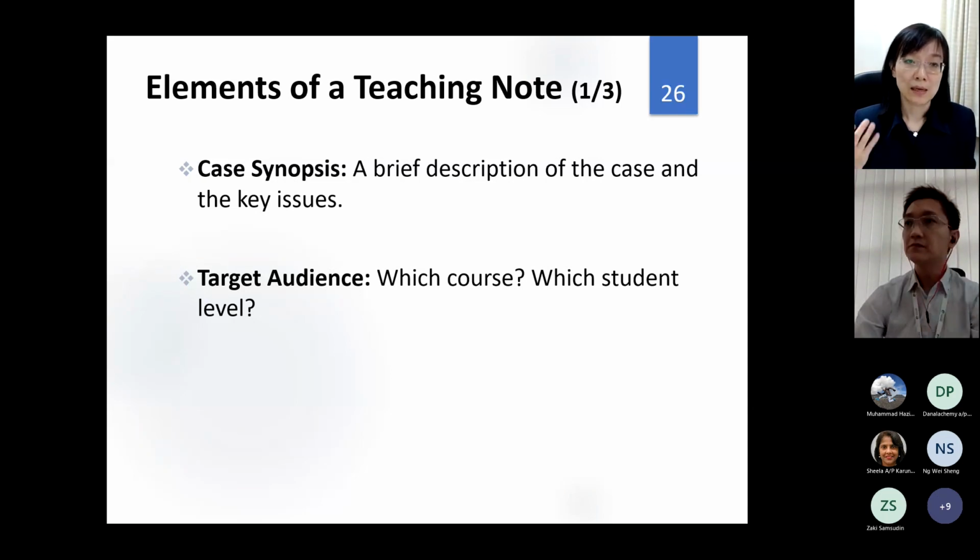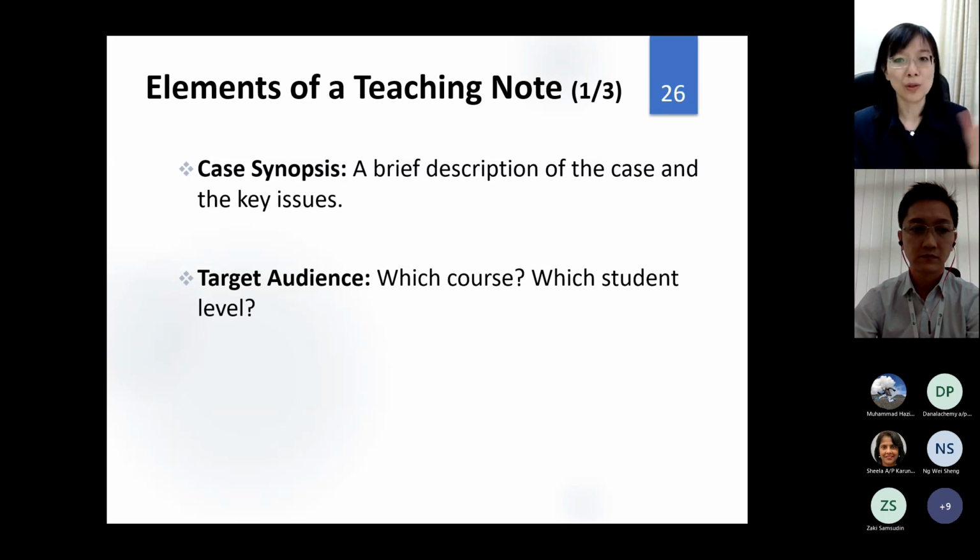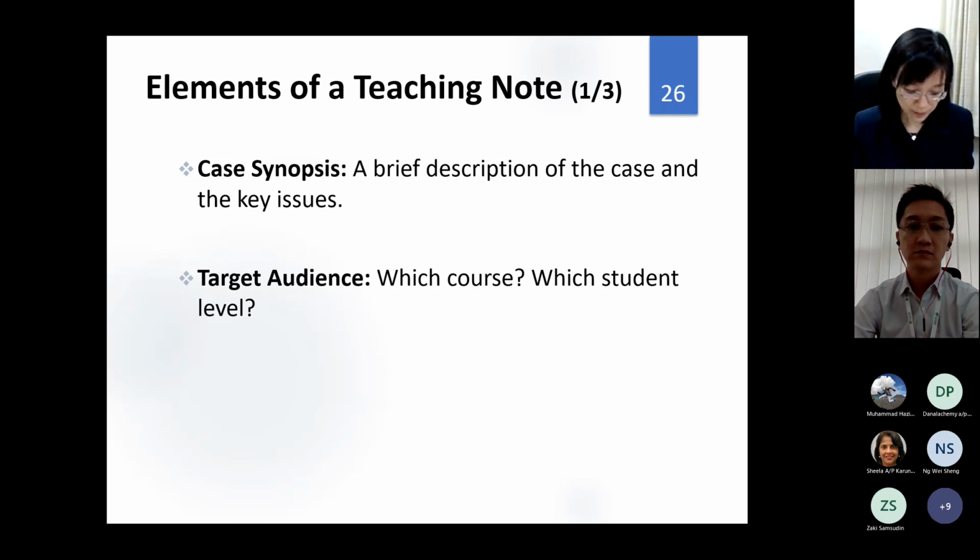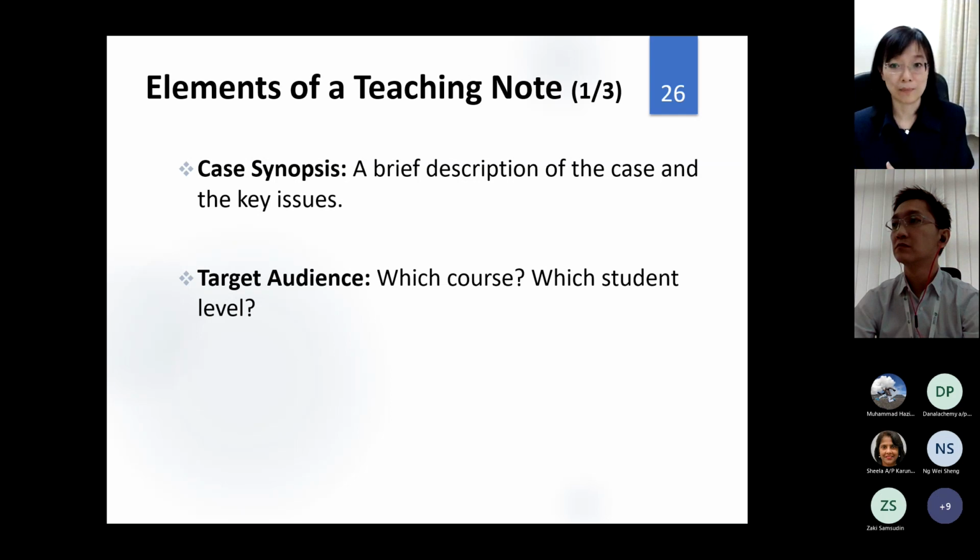Because some cases, if they are written for undergraduate, you don't want to put in too much information, right? So undergraduate level and postgrad level, for example, would be quite different, the content of the case itself. So which student level? Okay, and I think this would also help your users. They know, oh, this case is only suitable for undergraduate, so they won't then pick it up for their postgraduate or their master students, right?